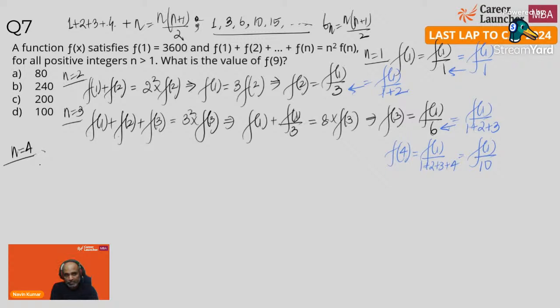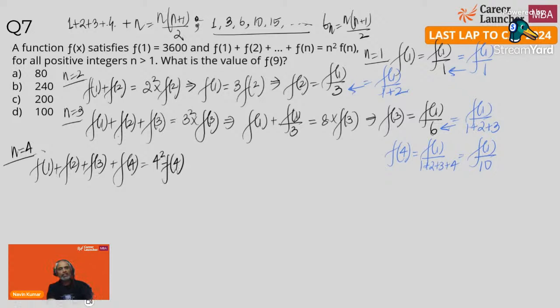So f of 1 plus f of 2 plus f of 3 plus f of 4 is going to give me 4 square times f of 4. Okay. Now, what I'm going to do over here is I'm going to make it a little faster. f of 1 plus f of 2 plus f of 3 is something we already know. And this is going to be 16 minus 1, which is 17 times f of 4.